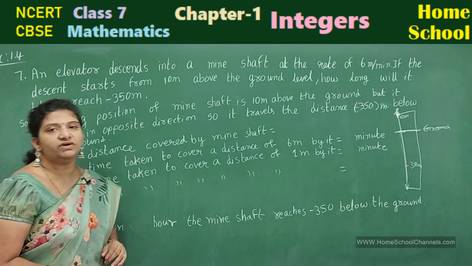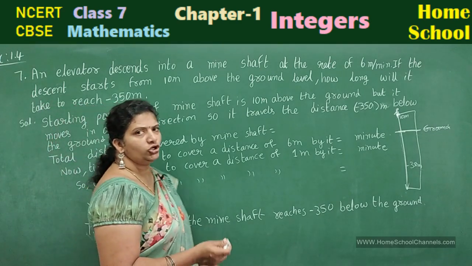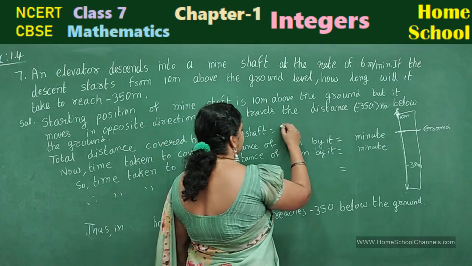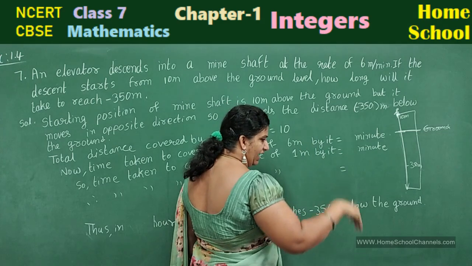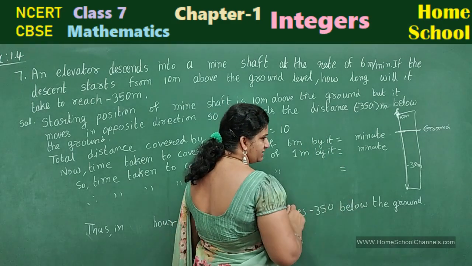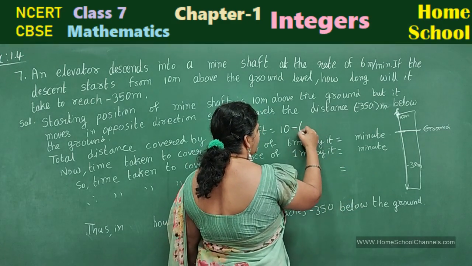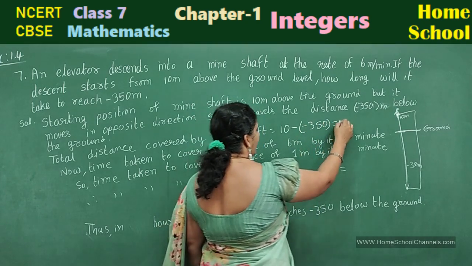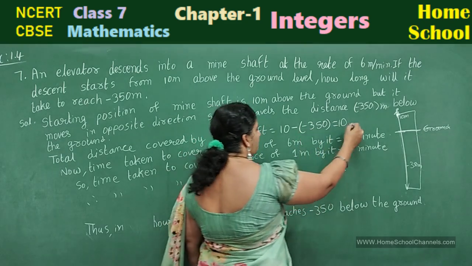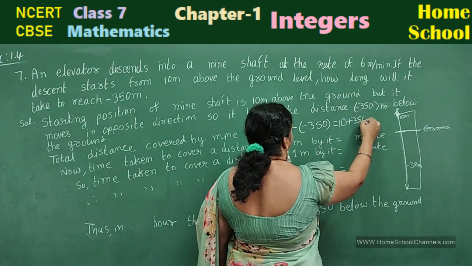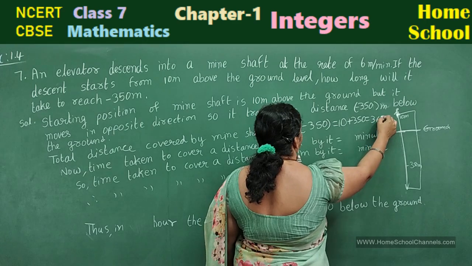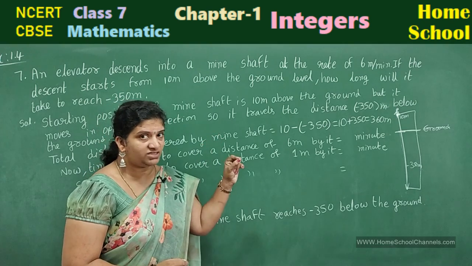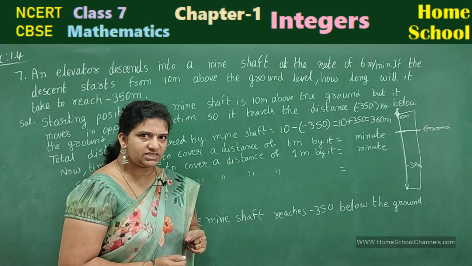Total distance covered by the mine shaft. How are we going to calculate the total distance here? Total distance: 10, and inside it is given as negative. So we are going to subtract this minus 350. So 10 minus of minus 350 is 10 plus 350. Total distance will be 360 meters. But the question is given as minus 350. Why have we written 360?